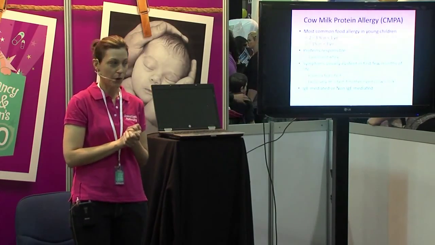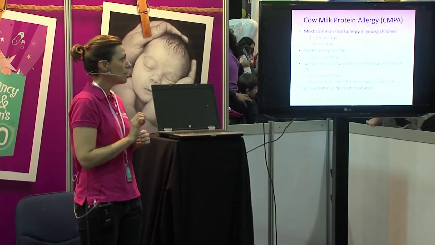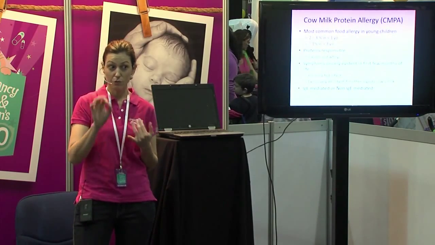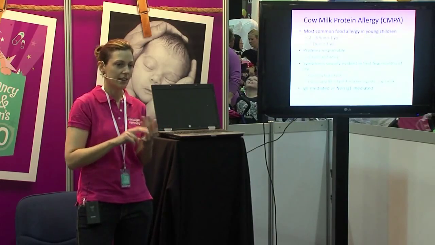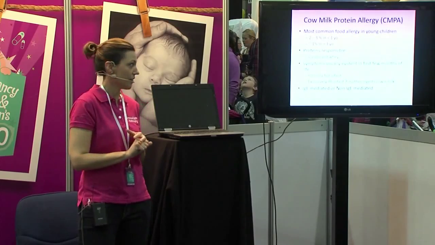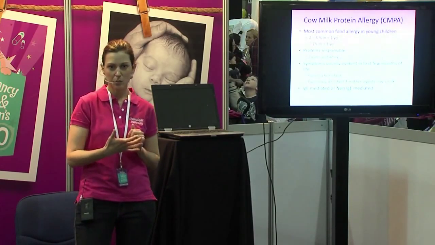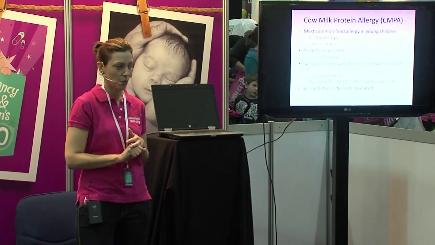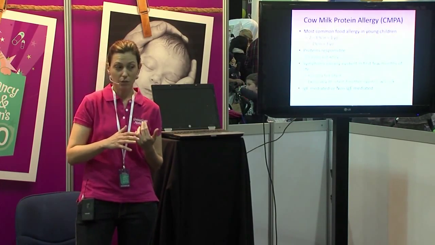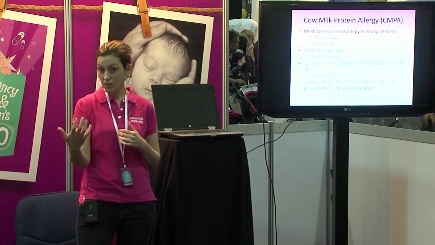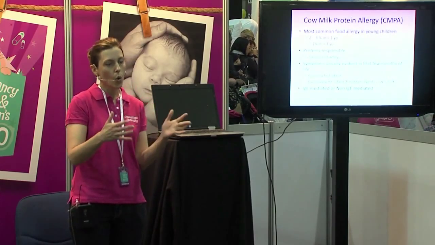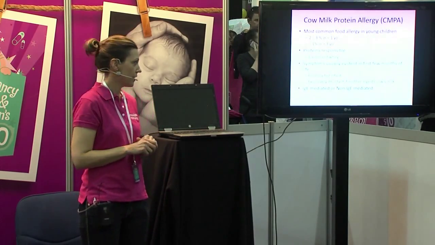To have a look at cow milk protein allergy, which is the most common food allergy in young children, it's seen in around 2 to 3% of infants, so that's under the age of 12 months, and about 1% of children who are above 3 years of age. The proteins responsible usually are casein and whey. The symptoms usually are seen in the first few months of life and can be seen in exclusively breastfed infants where the mums ingest cow's milk in their diet, or often in formula-fed infants.